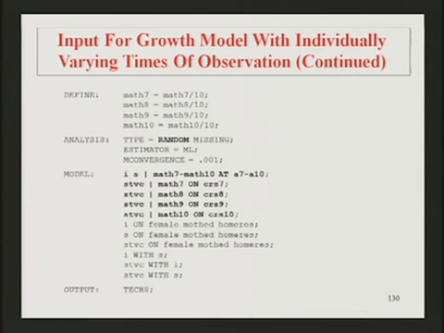So math 7 to math 10 are measured at time points A7 through A10. So it's a variable, and you regress onto that variable, y on x, x being time, or y on a rather here. So the T scores and the at option take care of individually varying times of observation, which is not needed for LSA, but I just show it to you as a principle.